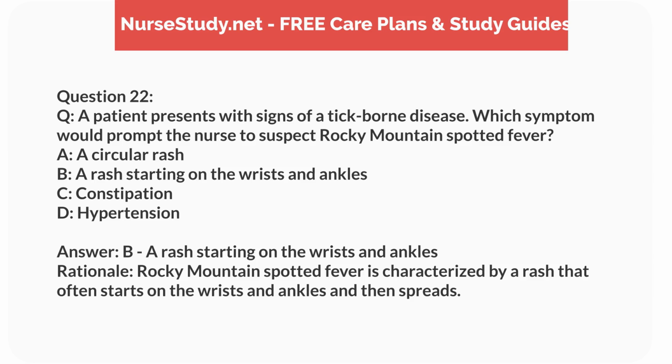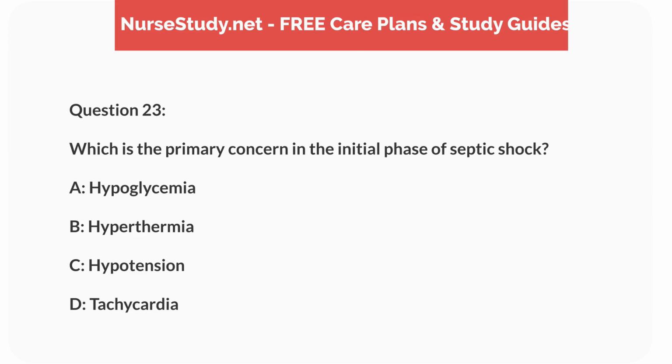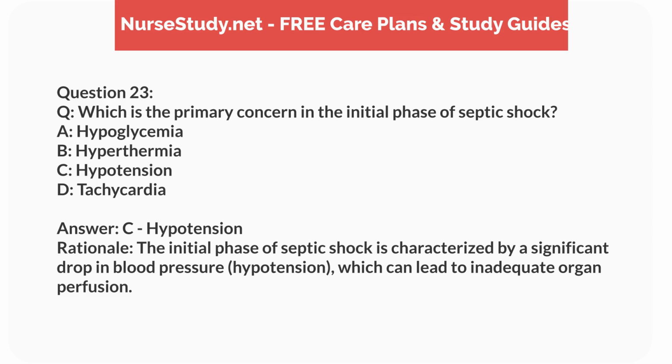Question 23. Which is the primary concern in the initial phase of septic shock? A. Hypoglycemia. B. Hyperthermia. C. Hypotension. D. Tachycardia. Answer. C. Hypotension. Rationale. The initial phase of septic shock is characterized by a significant drop in blood pressure, hypotension, which can lead to inadequate organ perfusion.